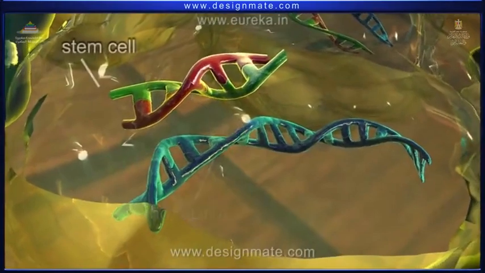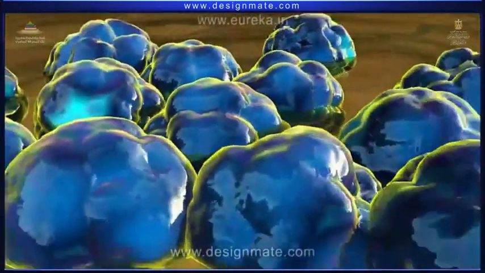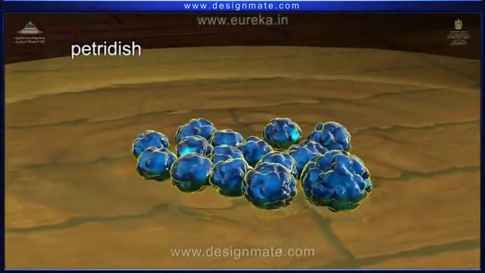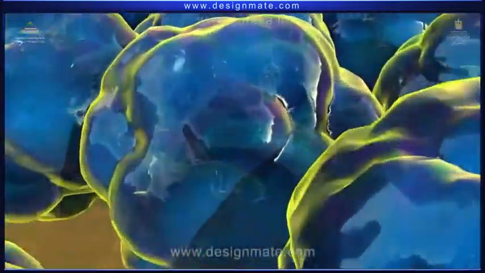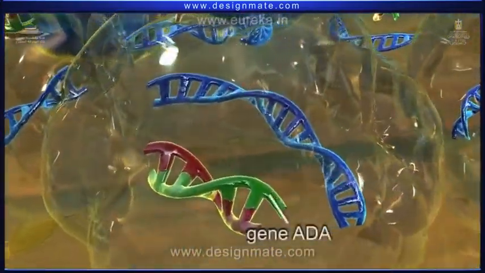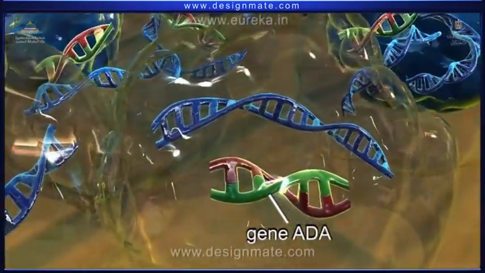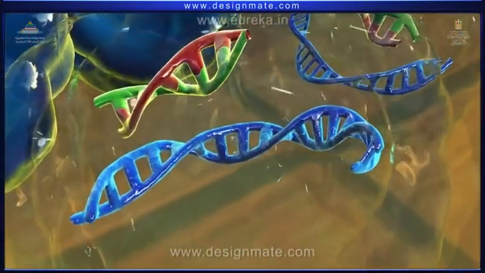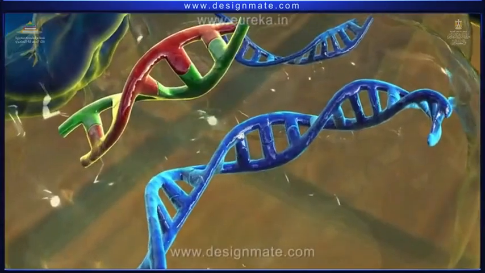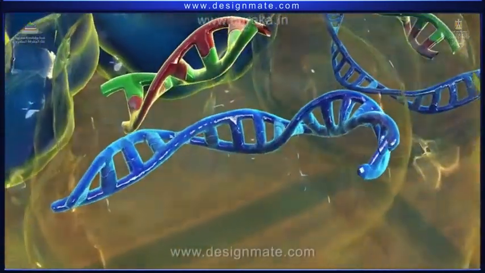These stem cells containing recombinant DNA are isolated and are cultured in the petri dish. Here, the stem cells divide, and in this process, the gene for ADA, which is present along with the viral DNA that lies freely independent of the host DNA, also divides and gets distributed. Cultured stem cells now contain active genes for ADA enzyme formation.